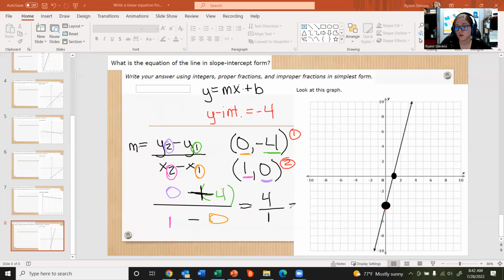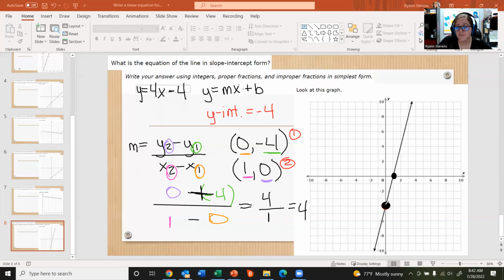So we can reduce this to just 4. So y equals 4x minus 4 for our y-intercept. And we can check this.